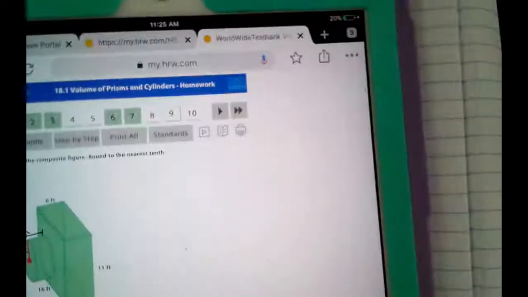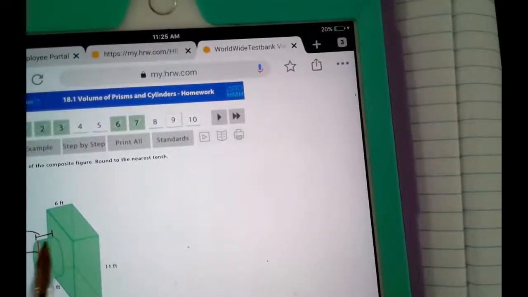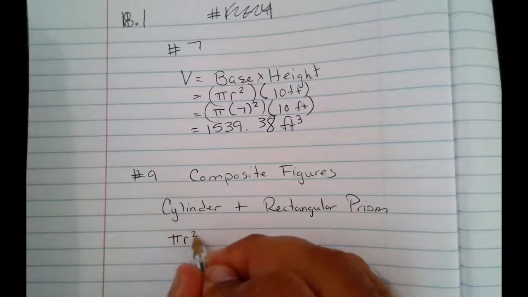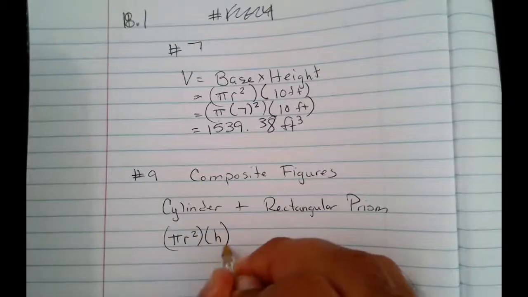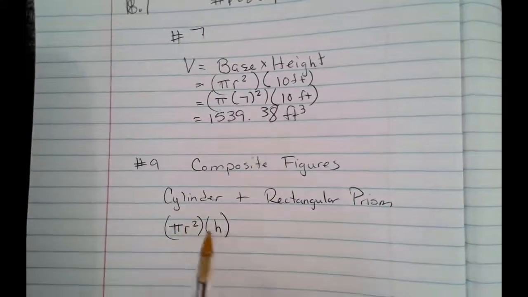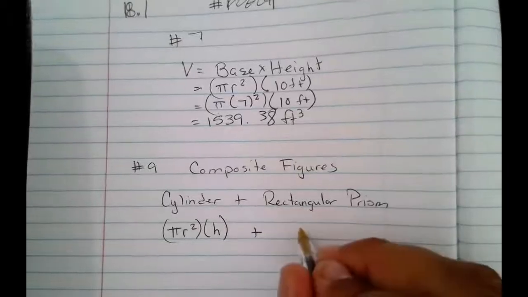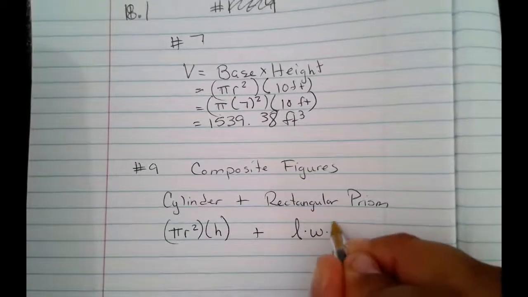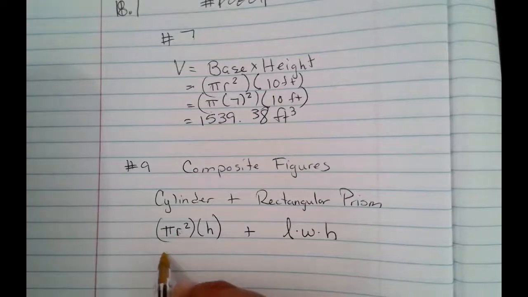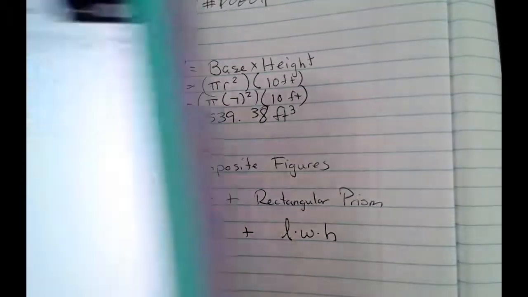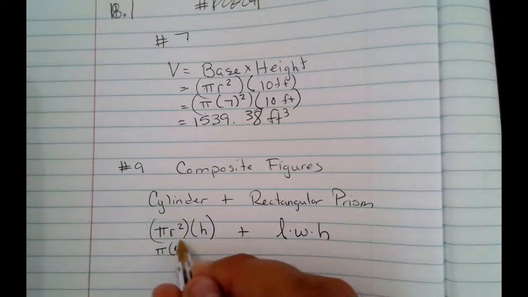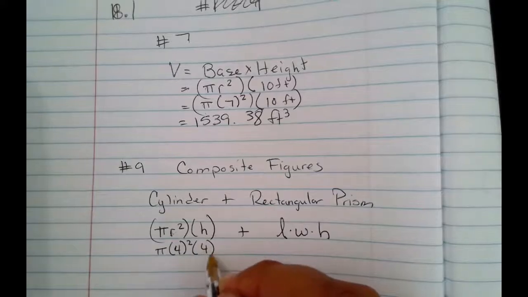Well, the cylinder has a radius of 4 and a height of 4. So we could go ahead and write pi r squared times h. I do this every single time to understand what it is that I'm finding. In this case, I'm just finding the volume, plus the rectangular prism is length times width times height. Now I can input my values for my variables. So this is pi, the radius here is going to be 4 squared, times the height, which is 4.